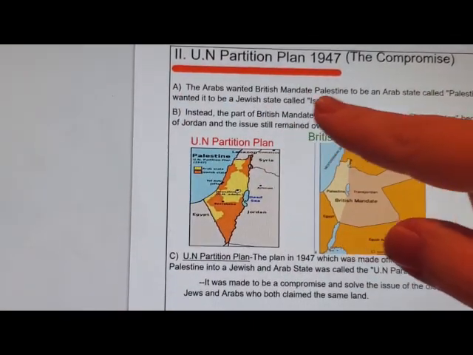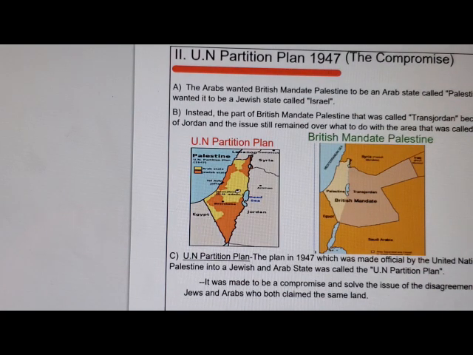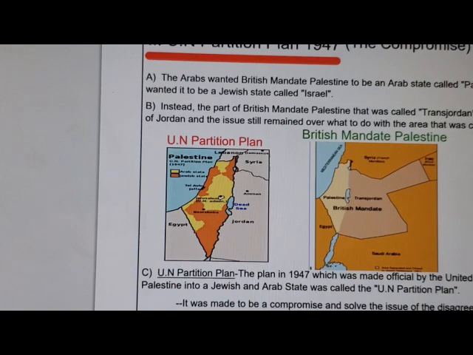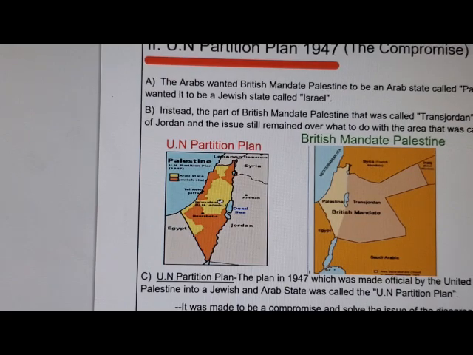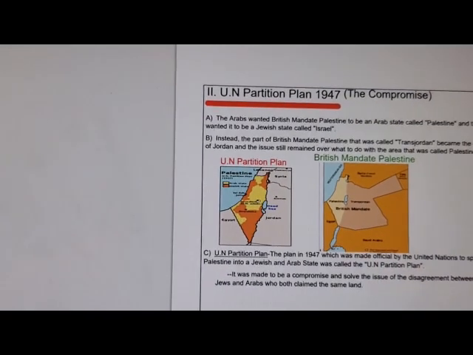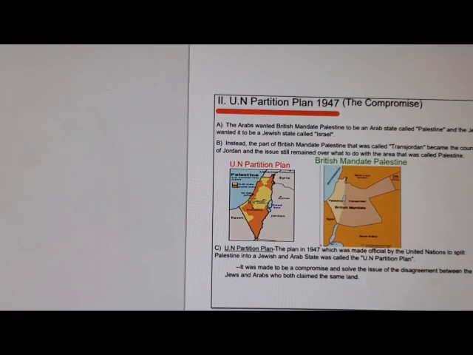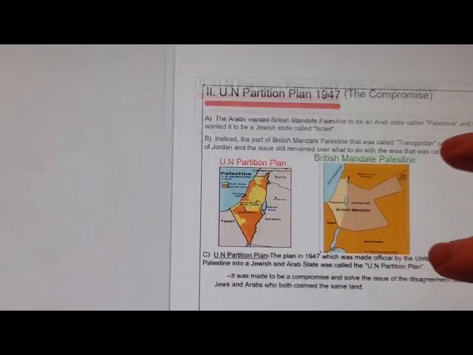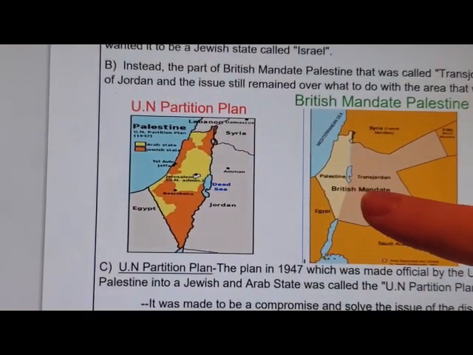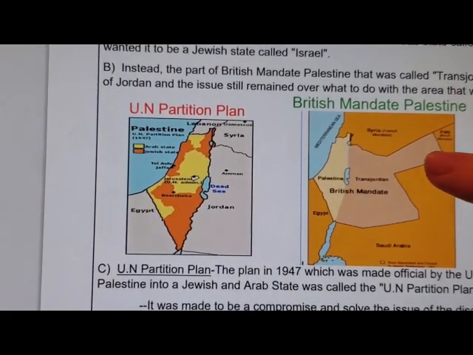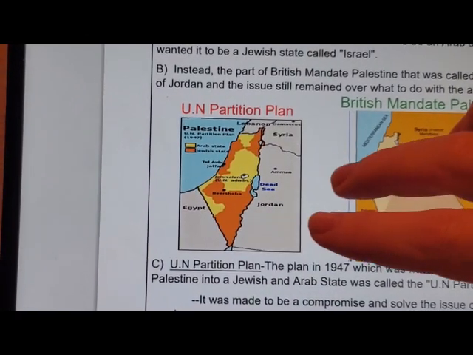The Arabs wanted British Mandate Palestine to be an Arab state called Palestine, and the Jews wanted it to be a Jewish state called Israel. Instead, the part of British Mandate Palestine that was called Transjordan became the country of Jordan, and the issue still remained over what to do with the area that was called Palestine. So again, the area that you see here that is called Transjordan became Jordan. The area that became Palestine, there was still an issue. What should that country become?